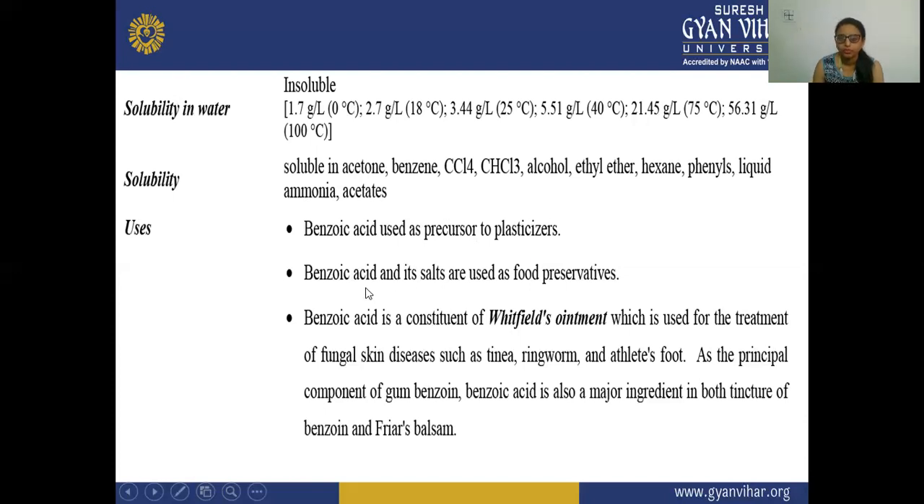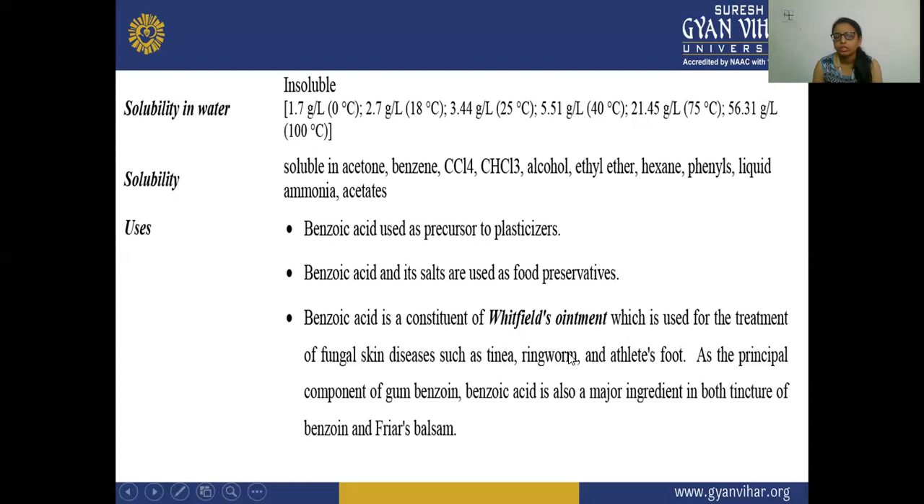benzoic acid and its salts are also used as food preservatives, or you can say it is used to preserve food, and it is also a constituent of Whitfield ointment. So here it is used in the treatment of fungal skin diseases, that is tinea, ringworm, and athlete's foot. And athlete's foot is a fungal infection between your toes.